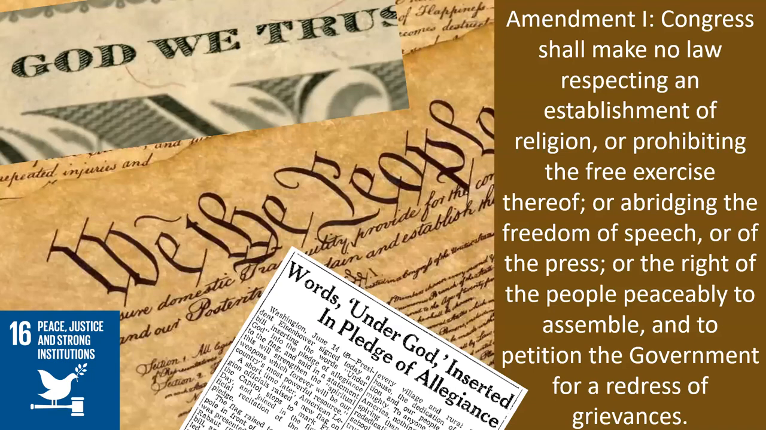Congress shall make no law respecting an establishment of religion, or prohibiting the free exercise thereof, or abridging the freedom of speech, or of the press, or of the people to peaceably assemble, and to petition the government for a redress of grievances. Now, as we look at those five different basic freedoms that show up, two of them are pretty remarkable even today, the right to peaceably assemble and to petition the government for a redress of grievances.